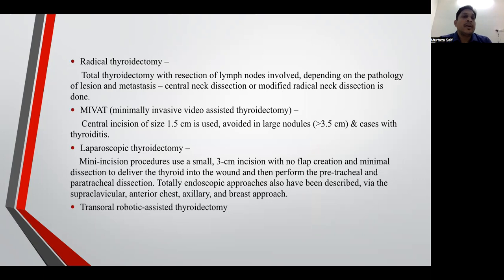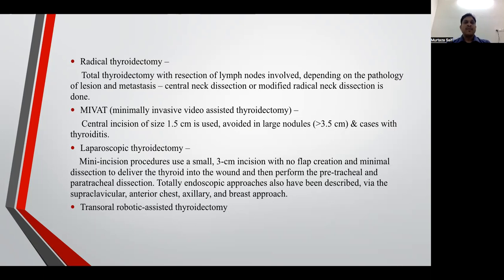Now radical thyroidectomy: total thyroidectomy with resection of the lymph nodes involved, depending on the pathology of the lesion and metastasis. Central neck dissection or modified radical neck dissection is done.